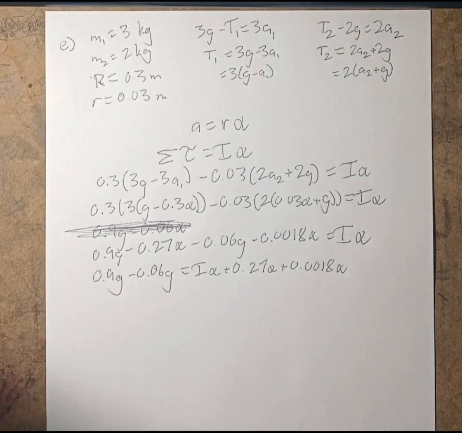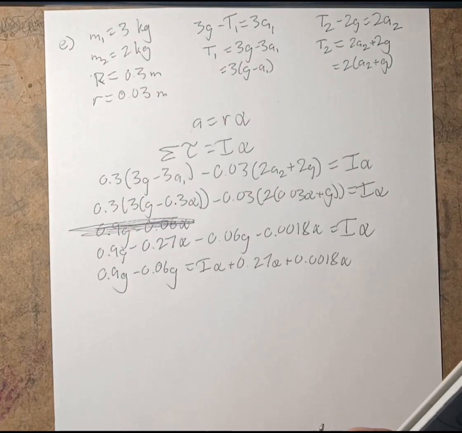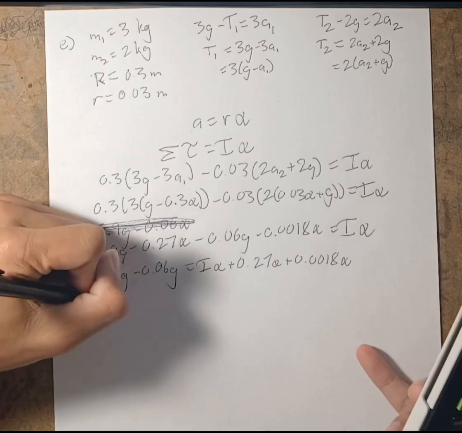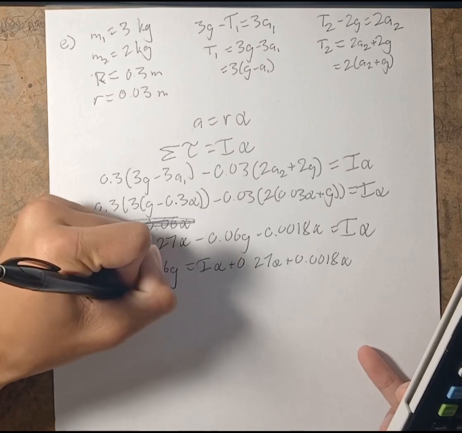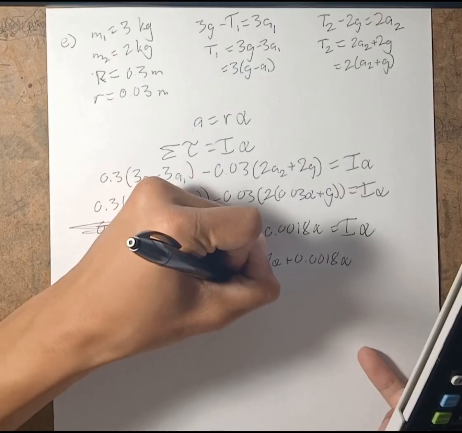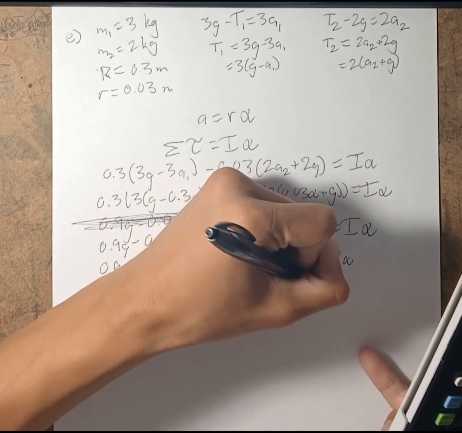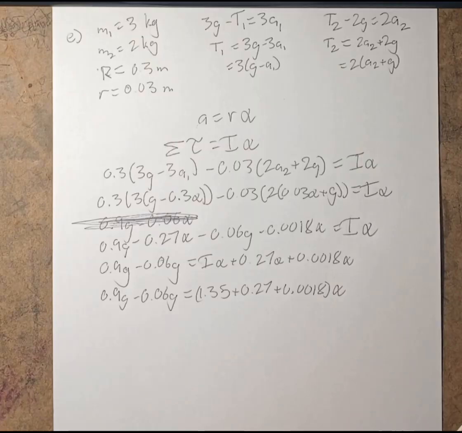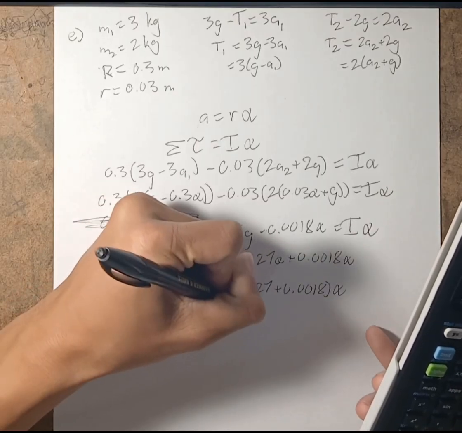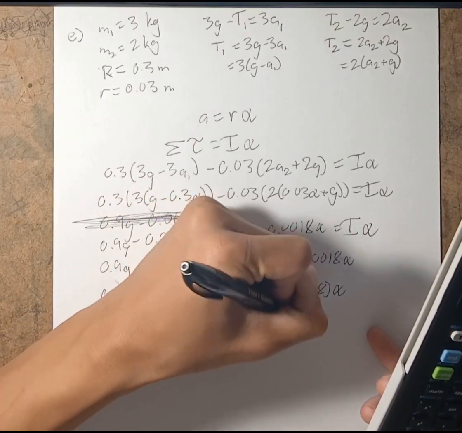And then our I is going to be the same, so 1/2 times 30 times 0.3 squared, which is 1.35. So 0.9g minus 0.06g equals (1.35 plus 0.27 plus 0.0018) alpha. And then we can just calculate that out. Alpha equals 5.076 rads per second squared.